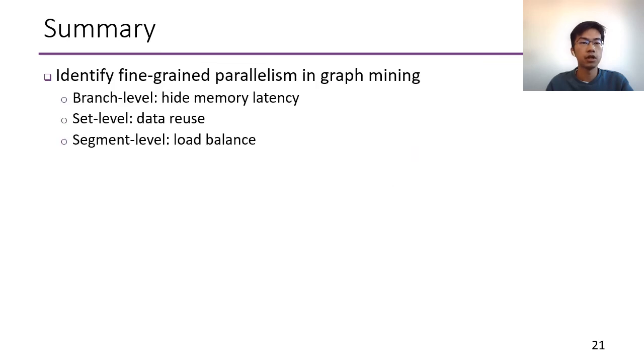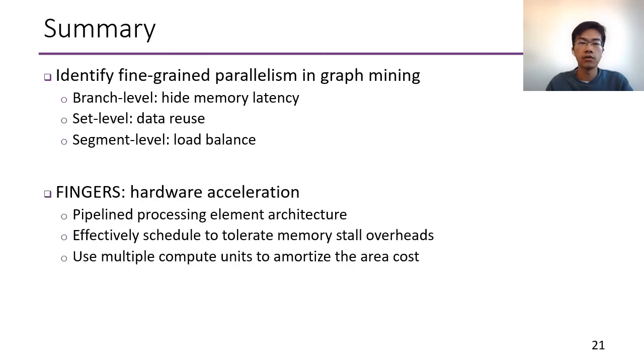In conclusion, we identified 3 levels of fine-grained parallelism in graph mining and discovered their potential benefits when applied to hardware. We present a novel graph mining accelerator, Fingers, which exploits 3 levels of fine-grained parallelism and achieved up to 8.9 times performance improvement at the same chip area compared with the state-of-the-art baseline and only utilizes coarse-grained parallelism.